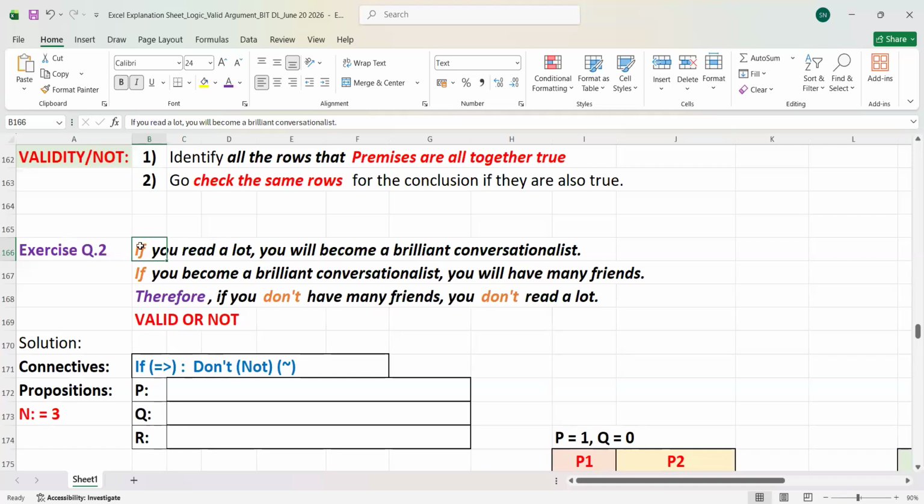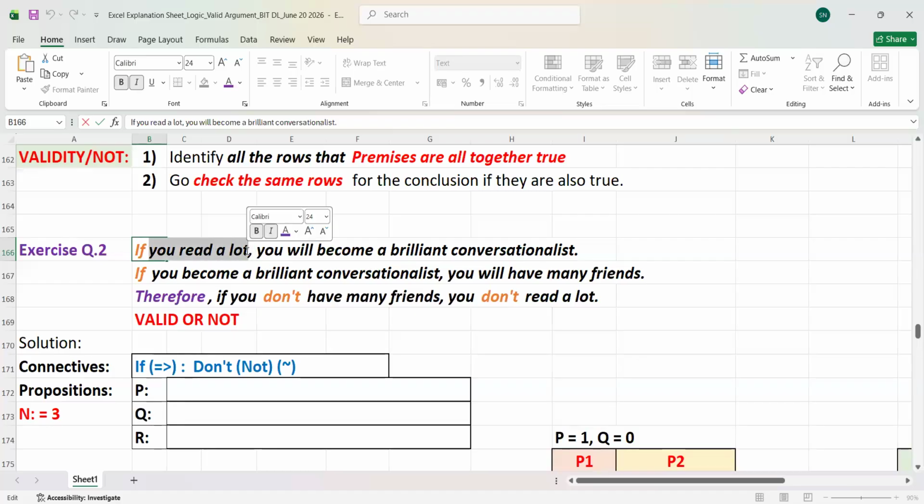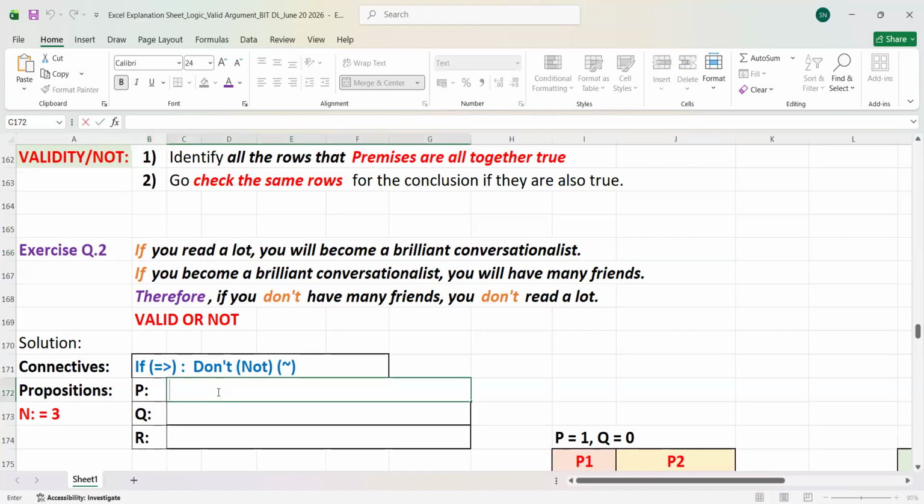Then you identify your proposition. If I remove if from here up to the comma, it's my first proposition. So my P is going to be, you read a lot. Exactly, you read a lot. Now, after the comma, there's another statement which is different from the first. And that is, you will become a brilliant conversationalist. Okay, let me end it here.